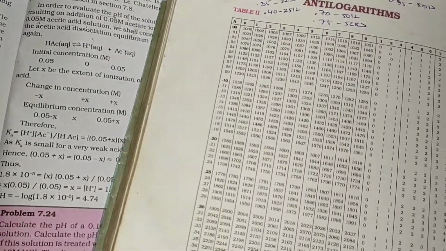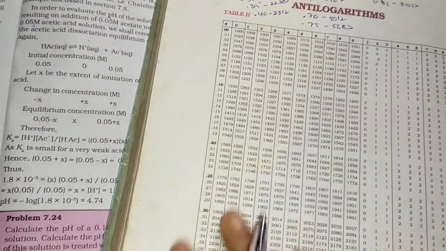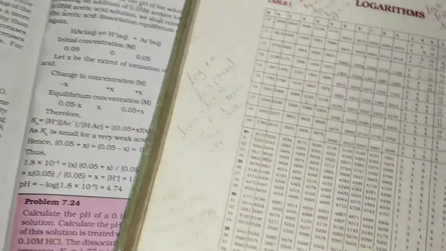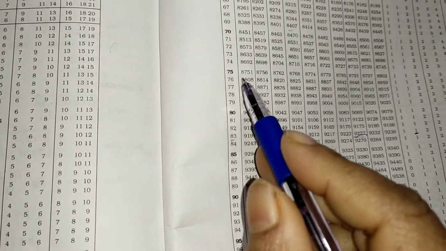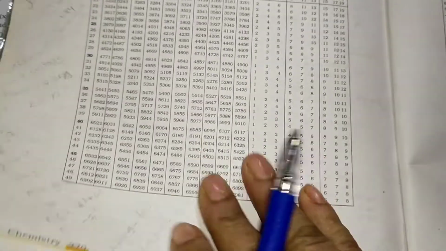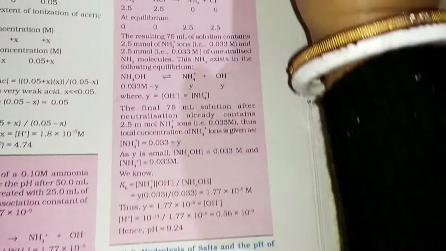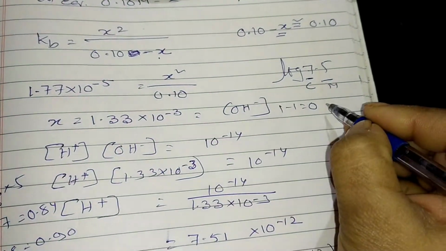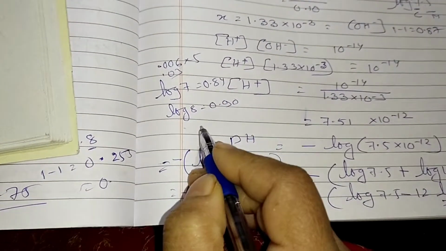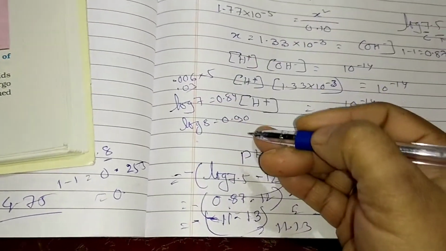Log 75 is coming here. Log 75 is 0.87. Okay, so it is coming about 0.87, and already I got 0.87 here by calculating it. So that is the same thing, you can calculate it also. So it is coming 11.13.